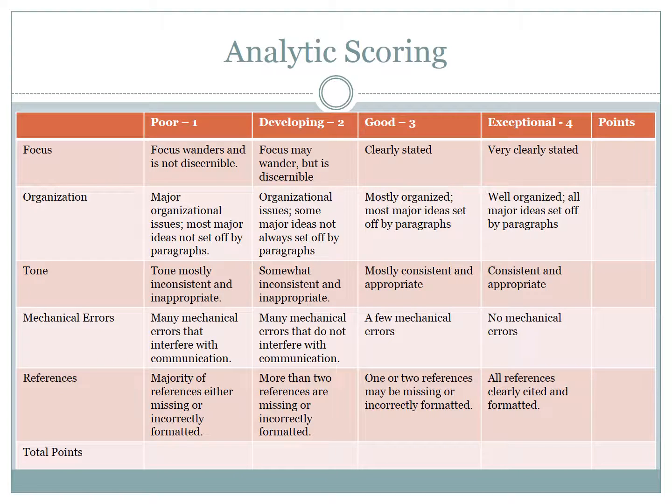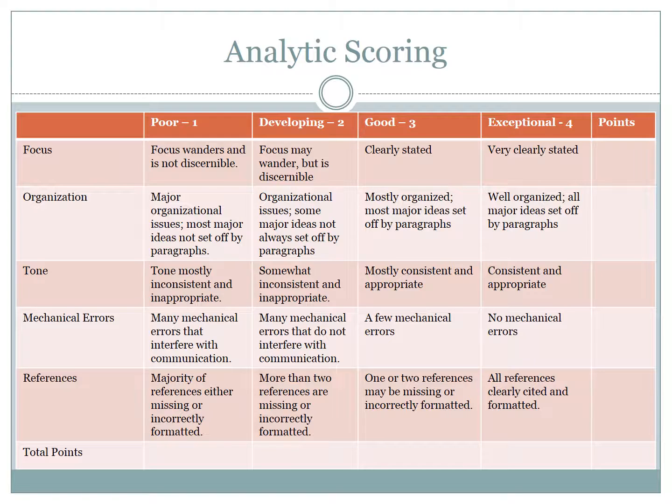In analytic scoring, we take those same components and we put them into rows. So think about what the components of the holistic scoring rubric were. One was focus. And so all we've done is taken focus and broken it down on a row. We put organization on a row, tone on a row, mechanical errors on a row, and references on a row. And then we quantify or describe each level. So these are the same levels that were in the previous rubric, but we've just put them in a column.